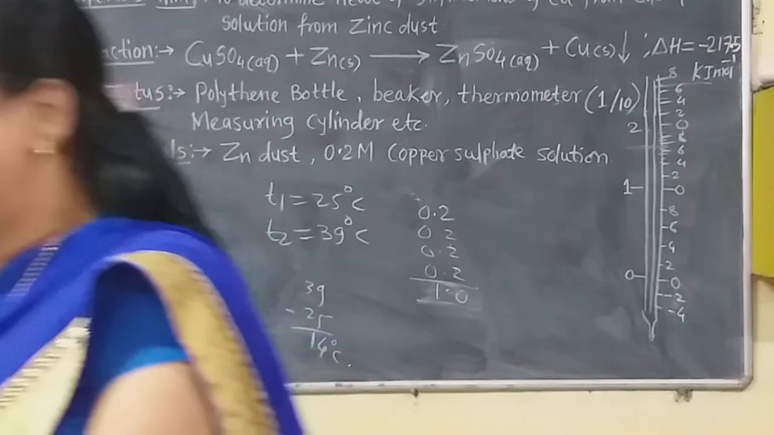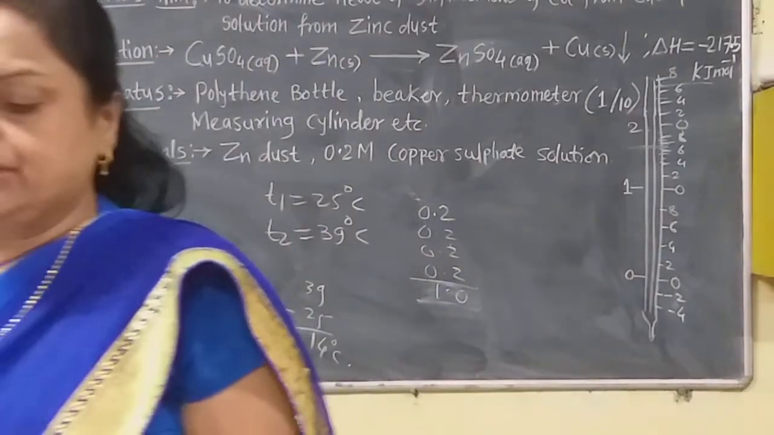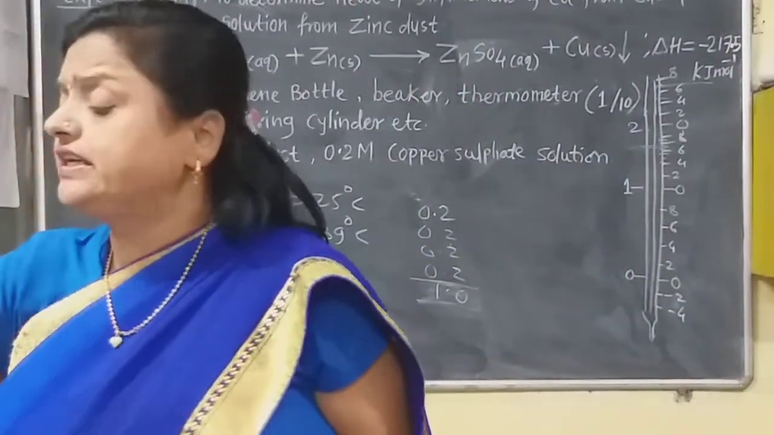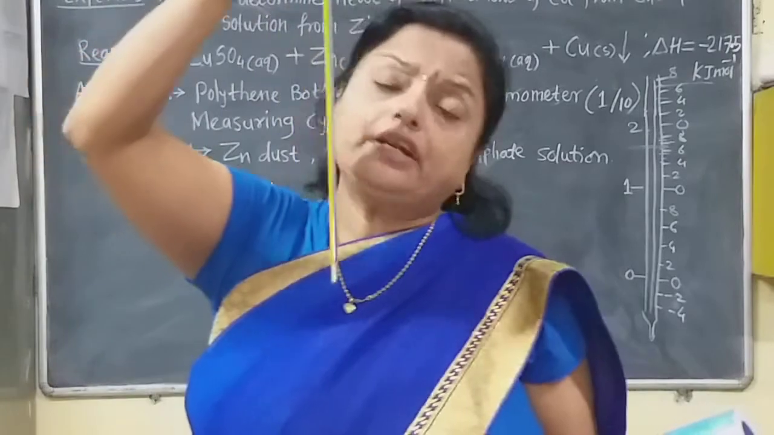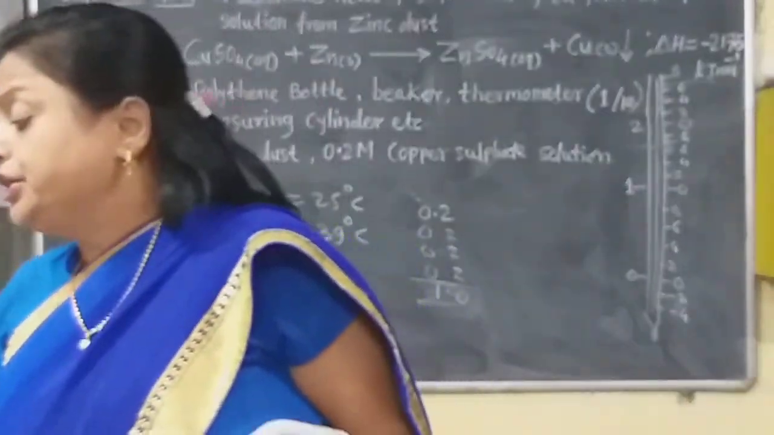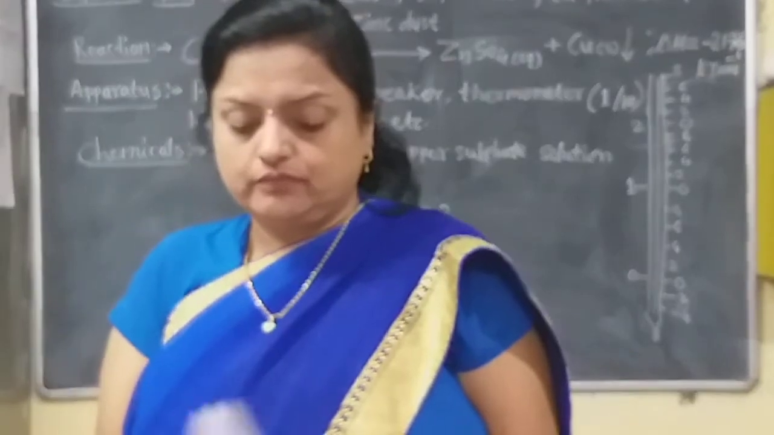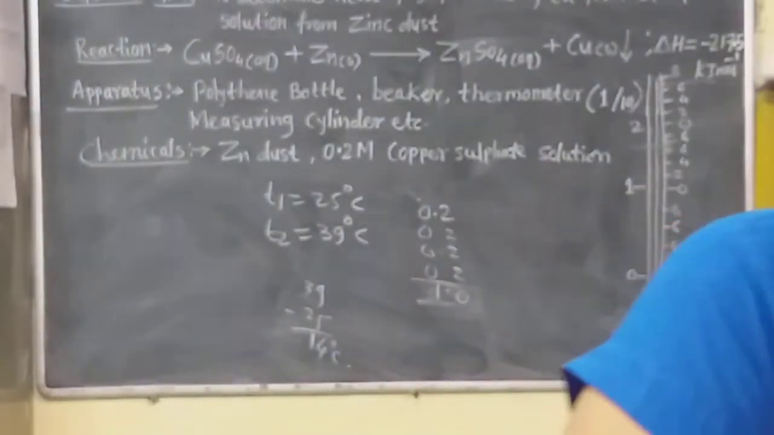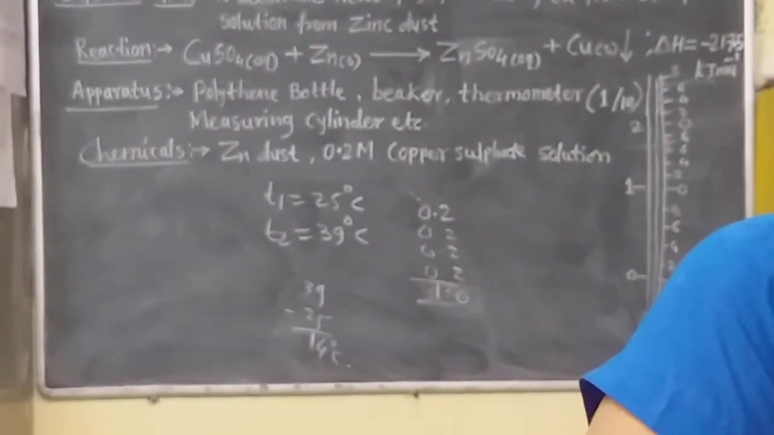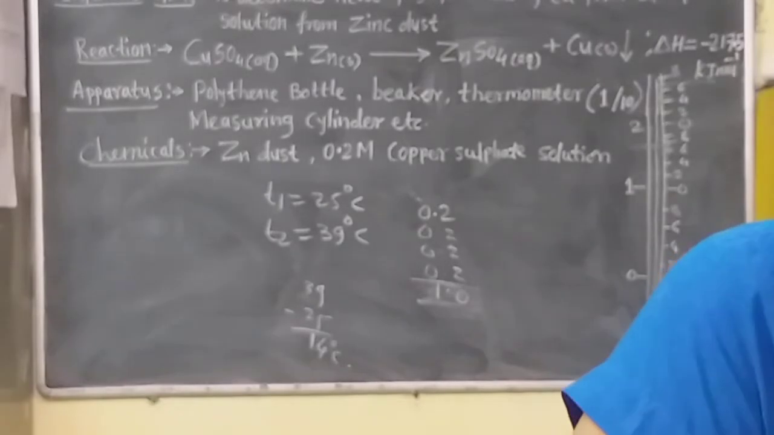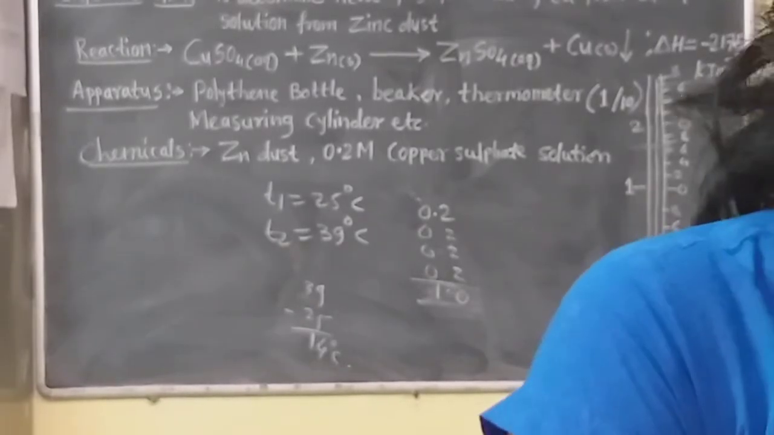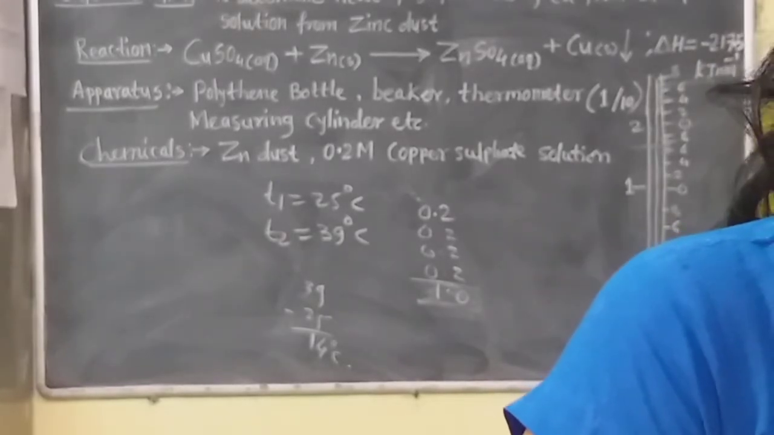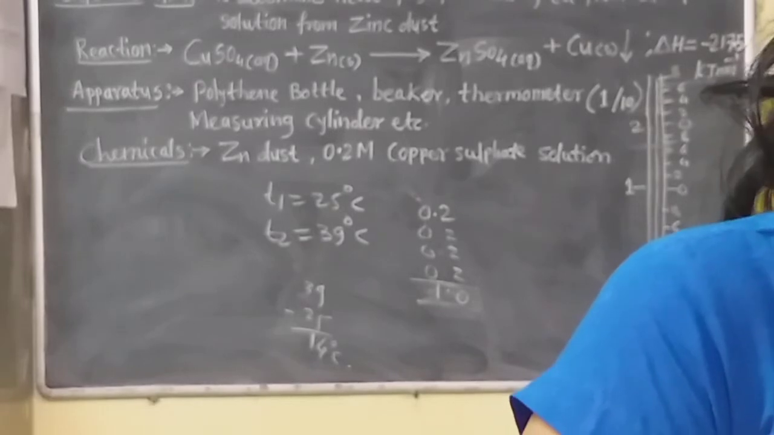Then how it is calculated, how the observation table is there. Now see, the apparatus required is very simple, and the practical is also very simple. You only have to take the correct reading of the temperature, that is very important. And after that, there is the observation table. Now I will show you that observation table and how many kilojoules of heat will be required or released during the displacement of 1 mole of the zinc from copper sulfate solution.